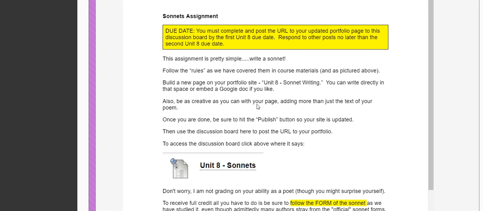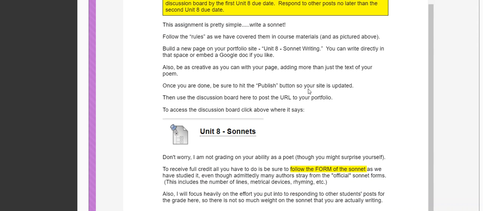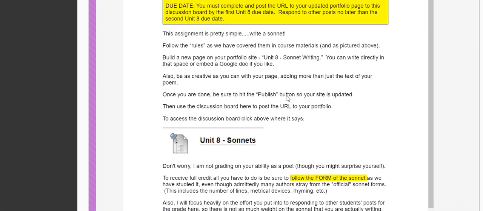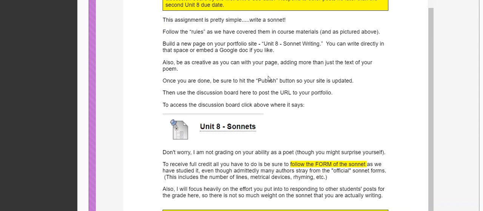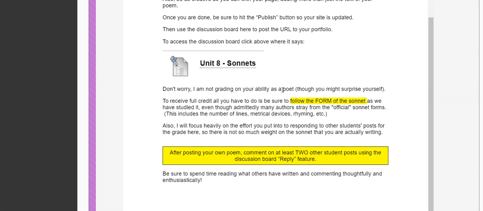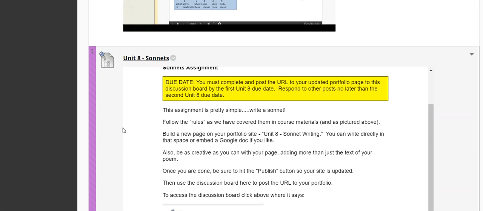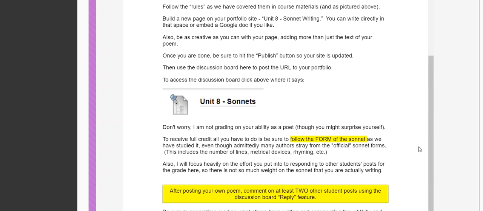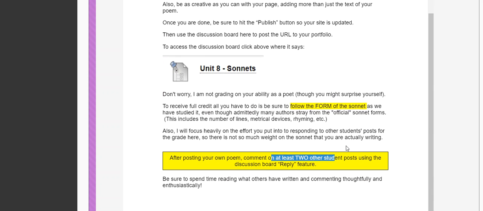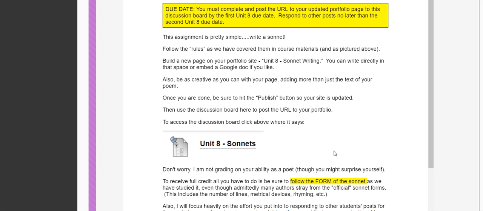Again, hopefully a slightly more interesting way of learning about this particular poetic type without just reading about it and then, I don't know, doing a test or writing an essay, whatever. Same thing, you can write directly on your portfolio page or do a Google Doc. Either way, you're building out your portfolio with another Unit 8 page here for writing the sonnet. Post, again, to this discussion board, and then note, again, the reply. So just to remind, 2 main assignments here due on that first due date, and then the replies can follow later.